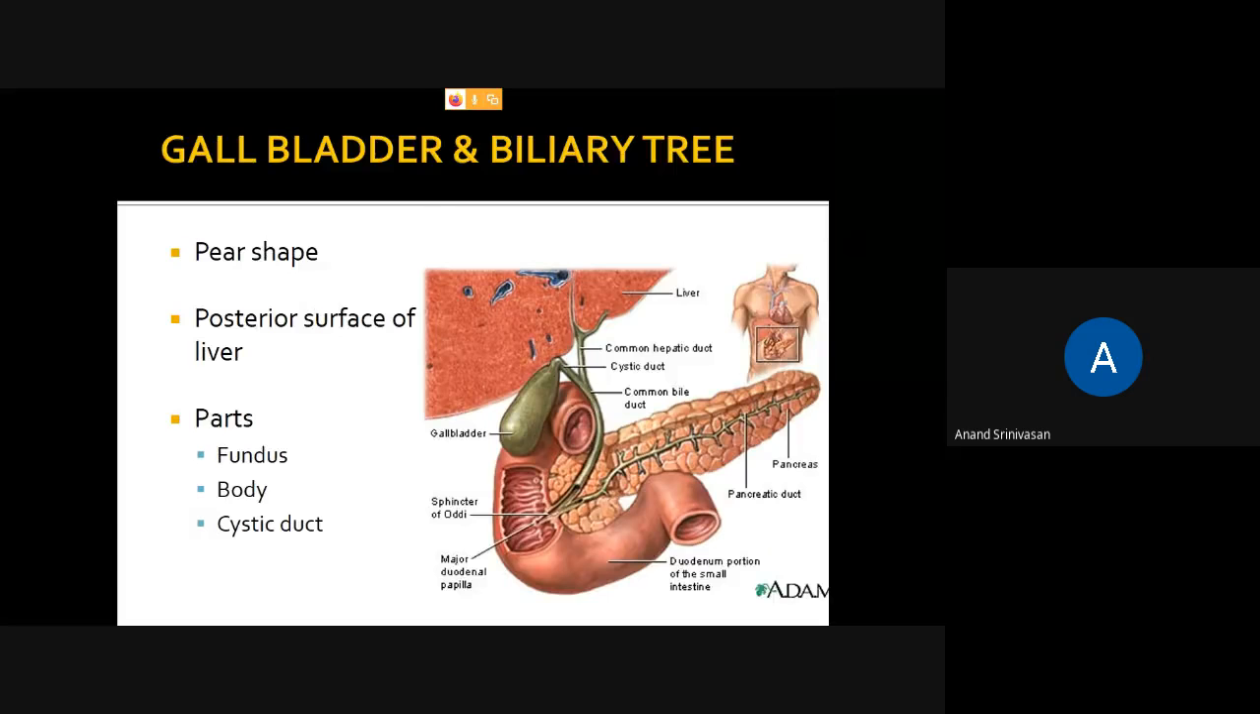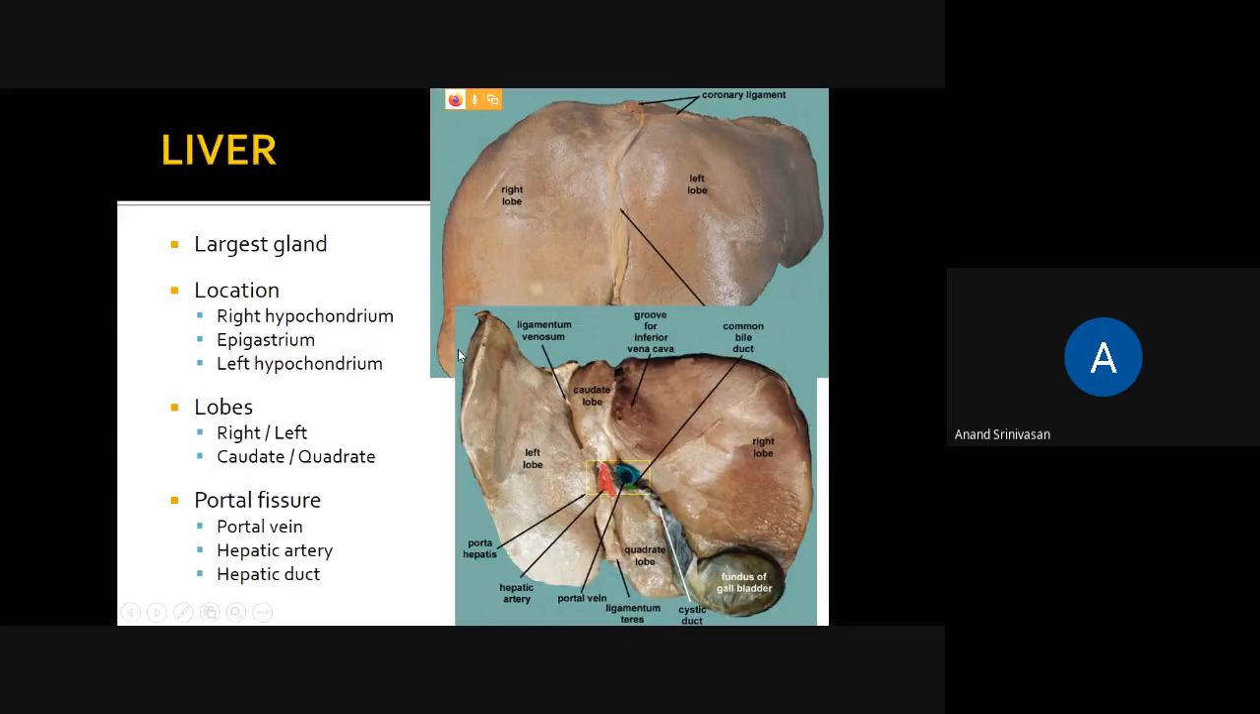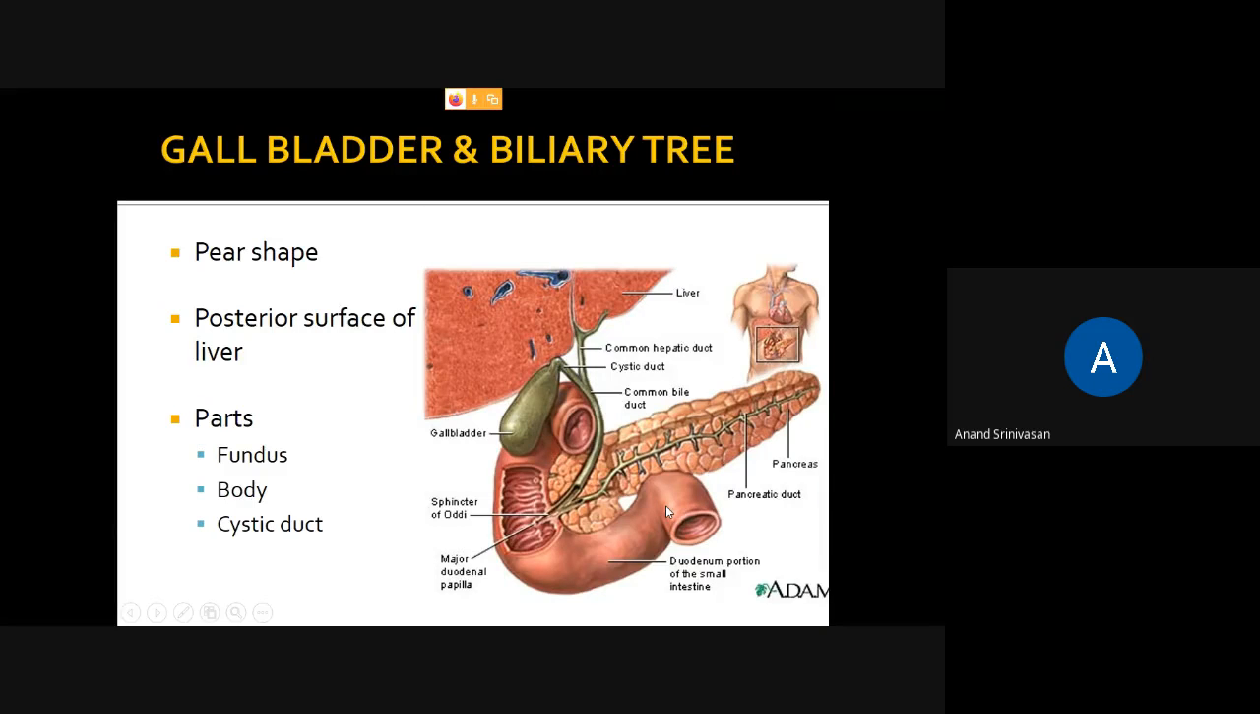The next one: the gallbladder and the biliary tree. The gallbladder is a pear-shaped structure located on the posterior surface of the liver. Here you can see the posterior part of the liver, where the gallbladder is located.